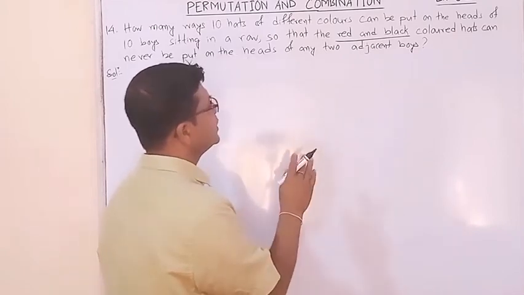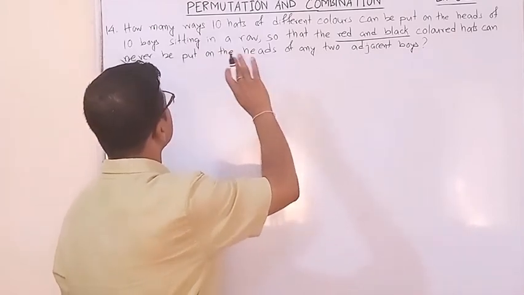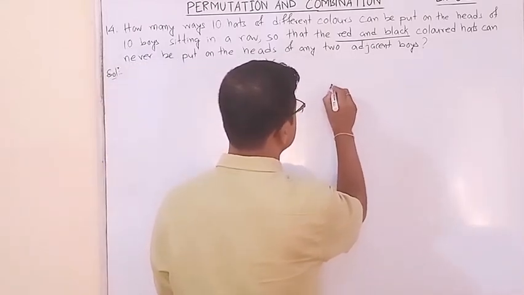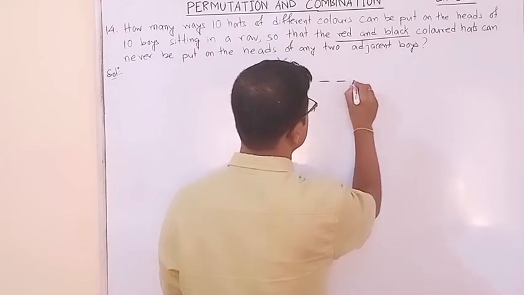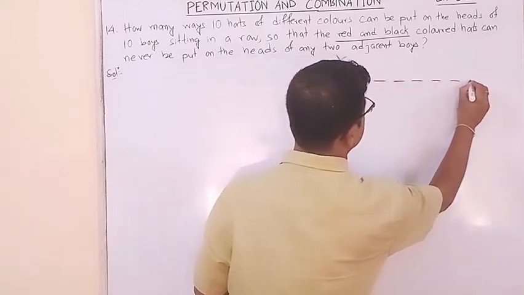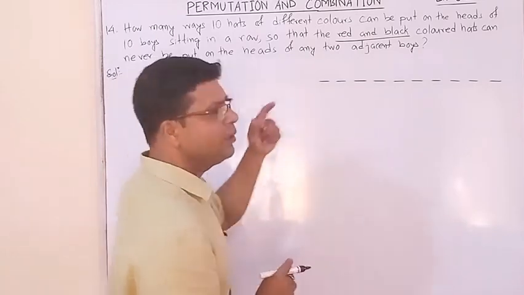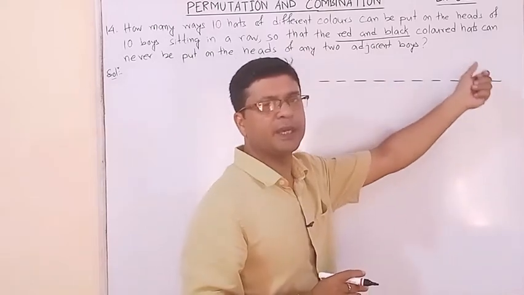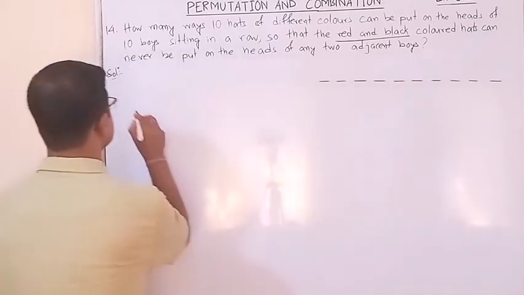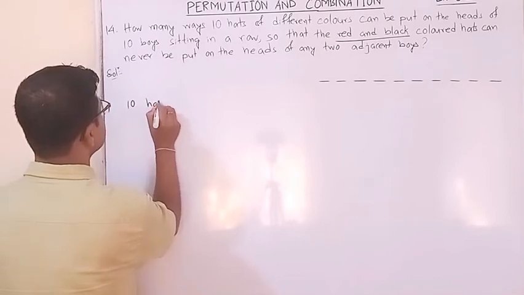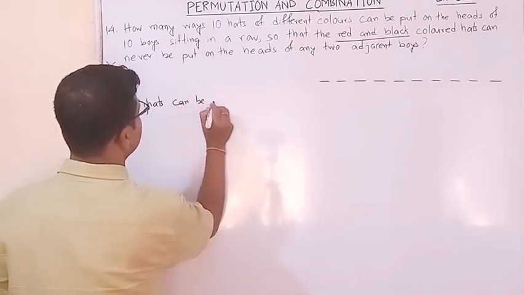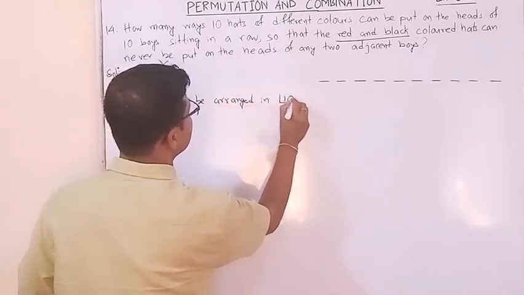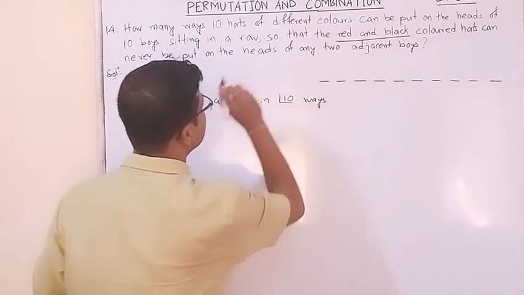Okay. Now, as there are 10 boys and 10 hats, there is no confusion. Let us write 10 hats in a row: 1 2 3 4 5 6 7 8 9 10. Without any condition, these 10 hats can be arranged in how many ways? Factorial 10 ways, right? 10 hats can be arranged in factorial 10 ways. But now they have given us a condition.